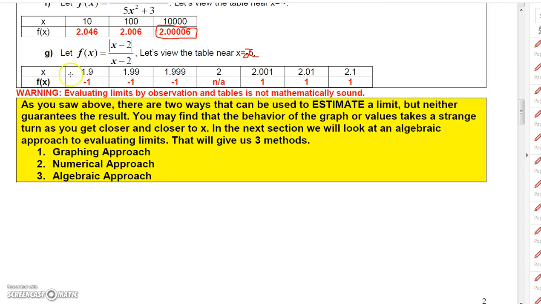So anyway, you can read this. There are two ways that can be used to estimate a limit, but neither guarantees the result. So what we're going to have to do is move on to an algebraic approach that will allow us to actually prove that a limit actually does equal what we think it does.